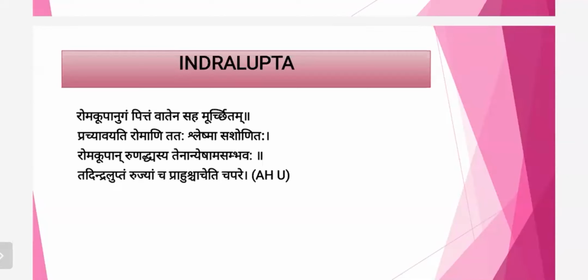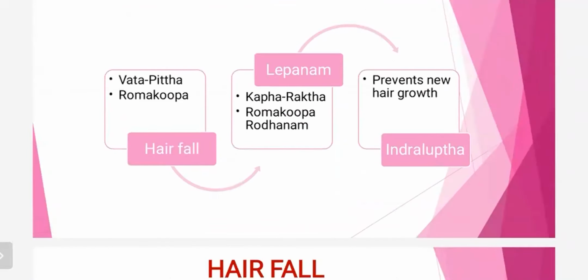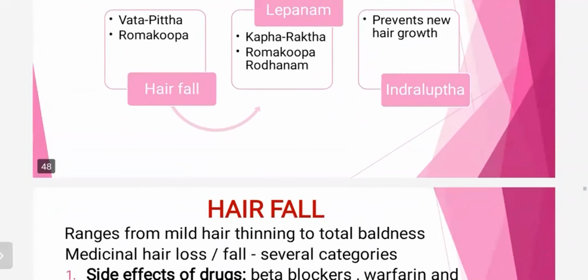So the Romakupa Runandhatsya Tena Manyesham Asambhavaha, that is the Indralupta. So the hair fall will happen due to the Vata Pitta Kopa. Here, the thickened skin or the presence of Sleshma in the scalp area will prevent the new hair growth. That means it will prevent the anagen hairs. So this is a Samprapti. So Vata Pitta Kopa in the Roma Kupa will cause the hair fall, and this hair fall is leading to the Samprapti in the scalp skin, that is Kapha, Rakta, Roma Kupa Rodhanam, due to the Lepana Swabhava, and it will prevent the new hair. So this is the Indralupta Samprapti.